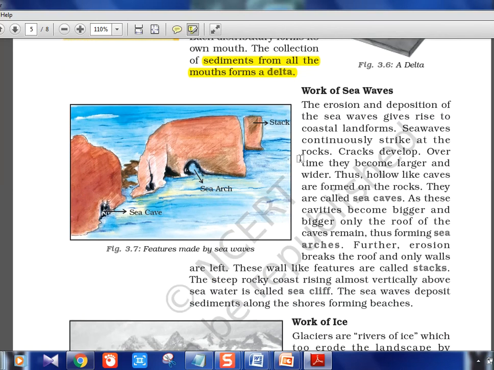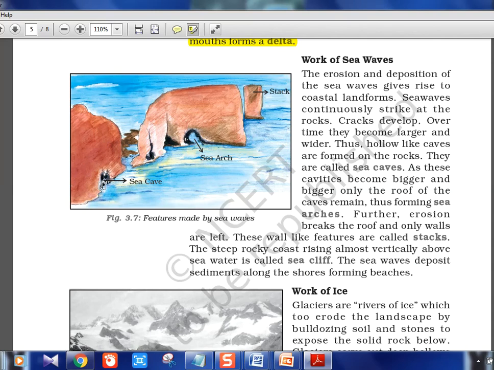Works of sea waves. UPSC has actually asked one question. What are these things? Sea cave, sea arch, and stack. So if you see, this is the first thing. Okay, sea cave, you can tell. Here what happens is the wave is going and hitting the rock, and slowly it's eroding.